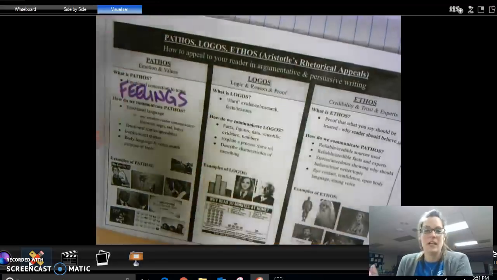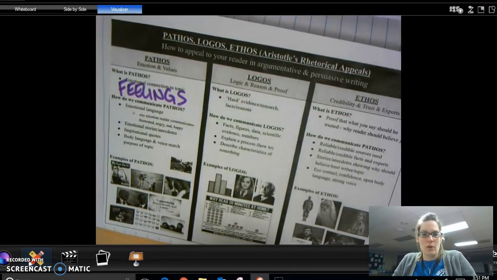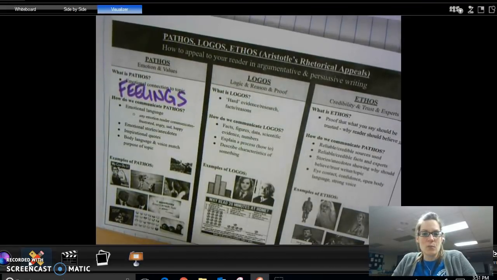feelings. It's feelings. Okay? The second one is logos, and this is your logic, reason, and proof, as you can see right there. This is the research that you do. It's the stuff like the numbers. It's what the studies show. It's the brain science. It's the elements that are harder to argue because they're quote unquote fact, or at least fact according to someone.